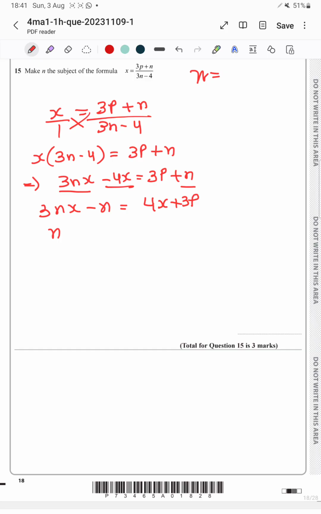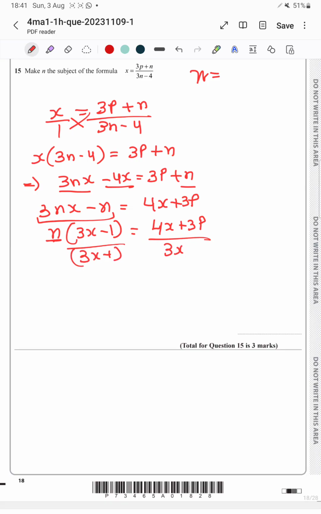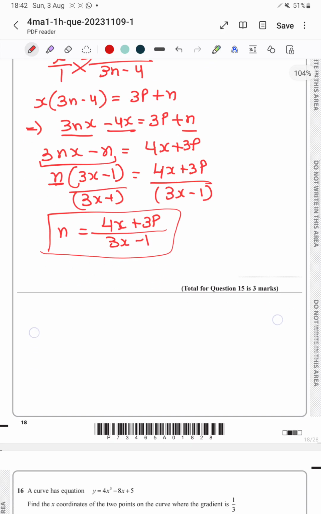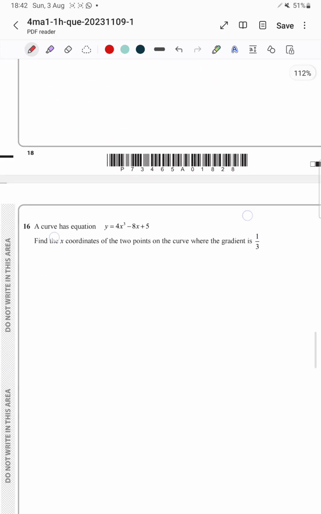So from here, I can take n common from the left side. So I get n times (3x minus 1) is equal to 4x plus 3p. Now because I have to make n the subject, I will divide both sides by 3x minus 1. So we got n is equal to (4x plus 3p) over (3x minus 1). So this is our answer. Then we go to our next question.